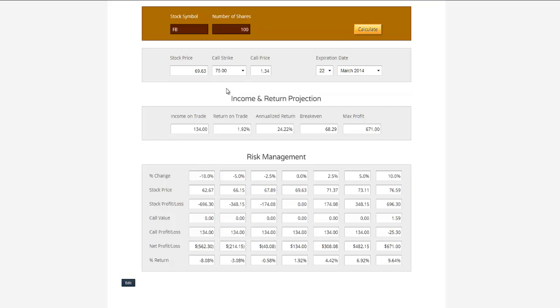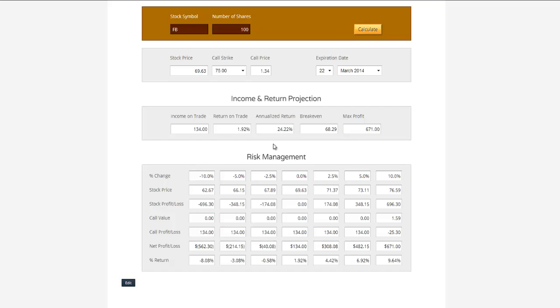I used to do that, and I still do that on some of our clients' portfolios. But you can see that the current stock price of Facebook is $69.63. The 75 call strike is almost 6 points out, so maybe 8% out of the money, and it's giving you a 1.34% premium for approximately 30 days away. So look at that. You have 100 shares, you're making $134, which is 1.92%, which is 24% annualized.